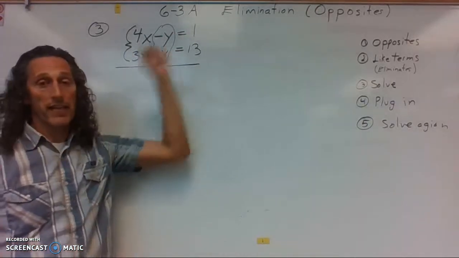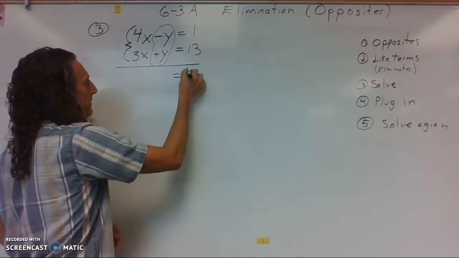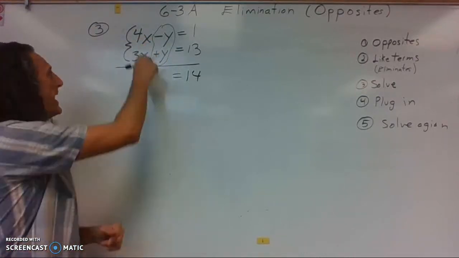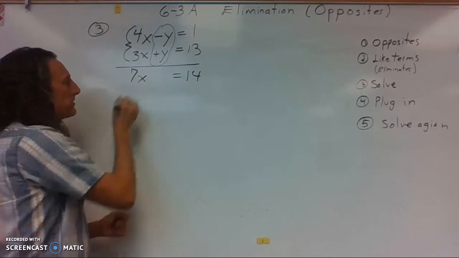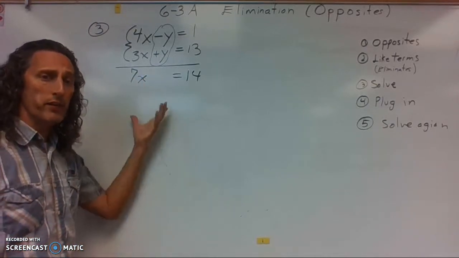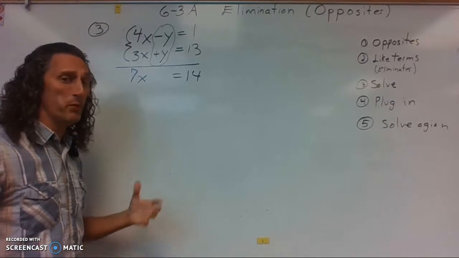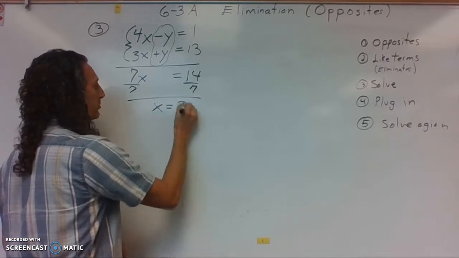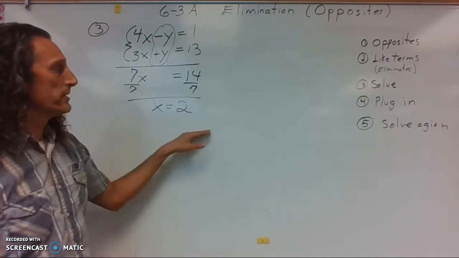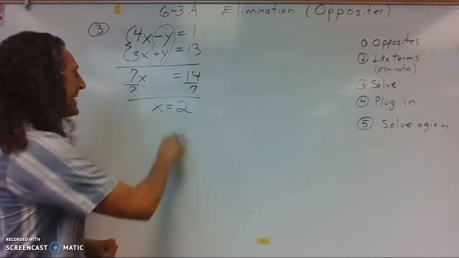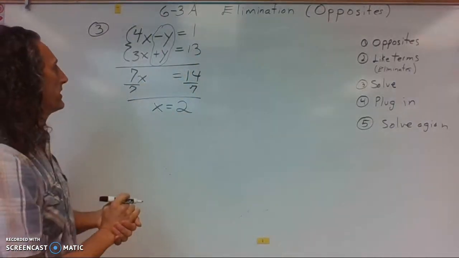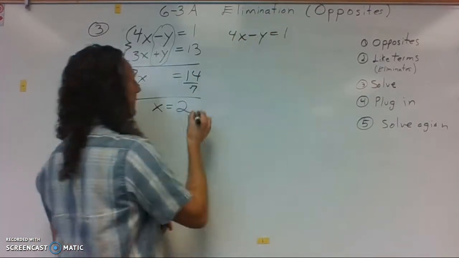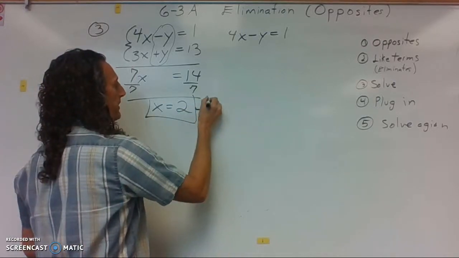Step 2, like terms. So 1 plus 13, 14. These are 0, so they're gone. They're eliminated. And we have 4x plus 3x is 7x. I don't know if you see a pattern, but when you have elimination, basically it just turns into a one step, and we're basically dividing every time. Divide by 7, divide by 7, x equals 2. So that brings us to step number 4. Take the x this time and plug it back into one of the equations. So let's go 4x minus y equals 1. Remember, I'm going to put this 2 up there where the x is.